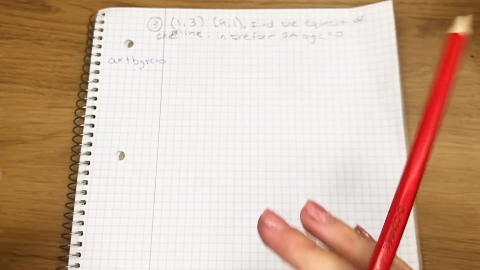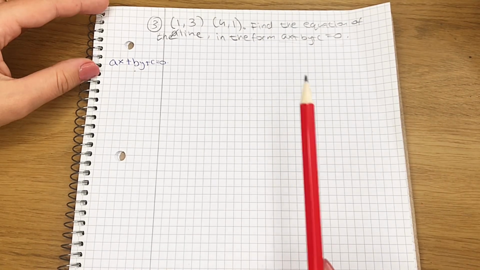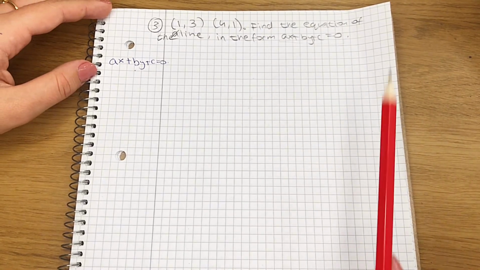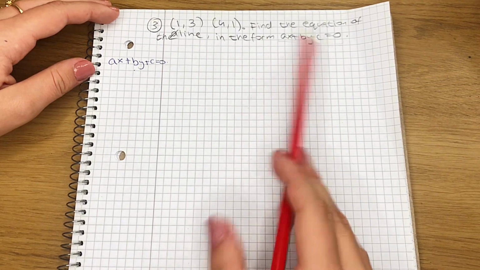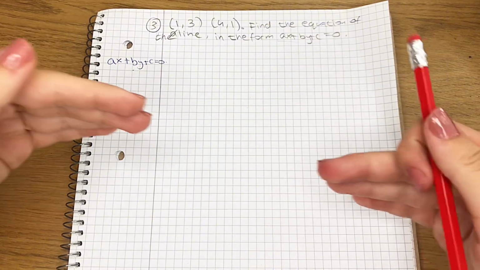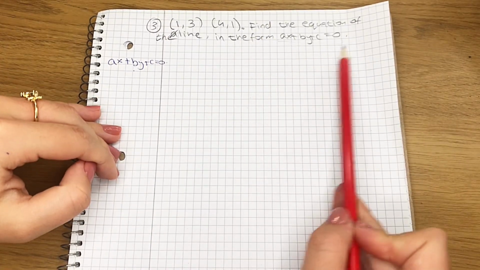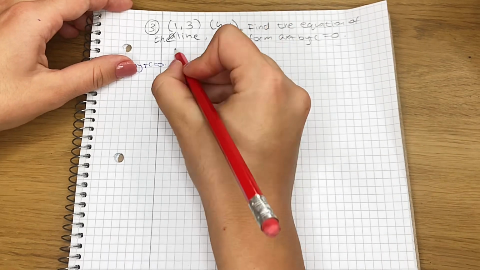Now remember, every single question we've been doing has been in the form of y = mx + c. But in this question, it's asking us for the form ax + by + c = 0. Our answer will not be in the form of y = mx + c. It will be in this form. So first we have to find the slope.